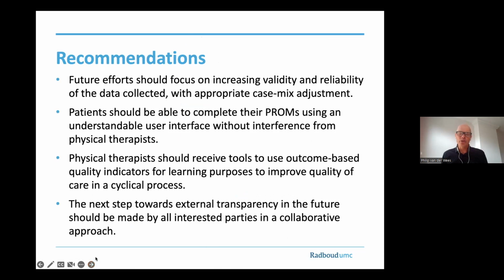What we have learned from the project so far and from our continuing activities is that the first and probably foremost aspect is that there should be commitment and trust from the participating physical therapists. So what we need to do is feed back reliable data that are valid for showing the quality of physical therapist practice. So we have to focus on increasing the validity and reliability of the data that are being collected, and also make sure that we provide appropriate case mix adjustments in order to be able to compare outcomes between practices for the differences in patients that they may have.